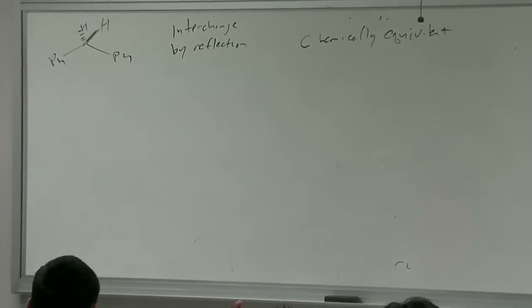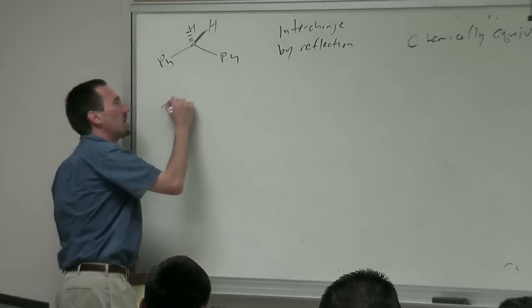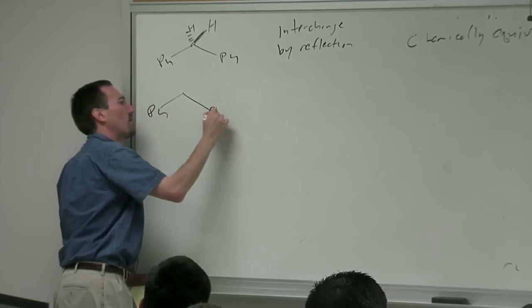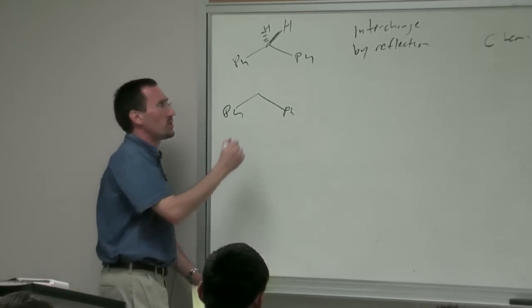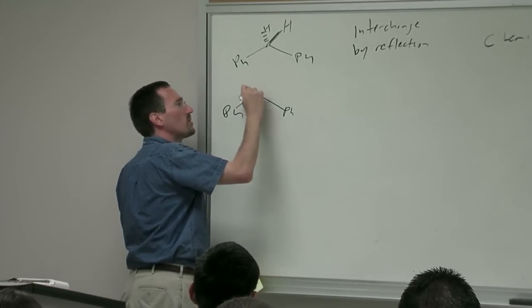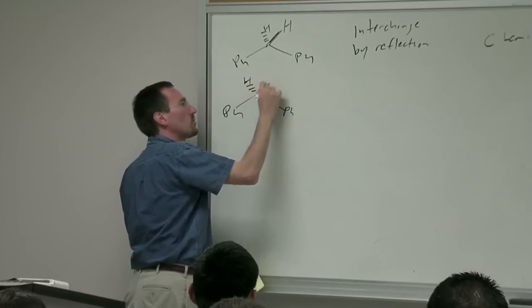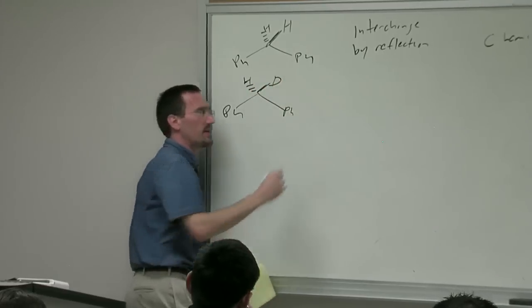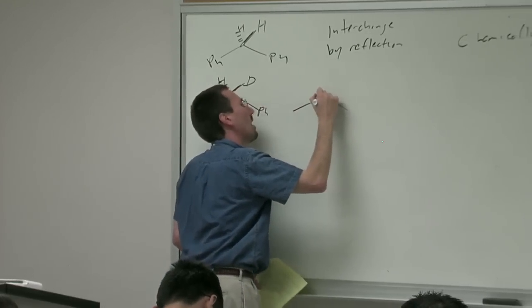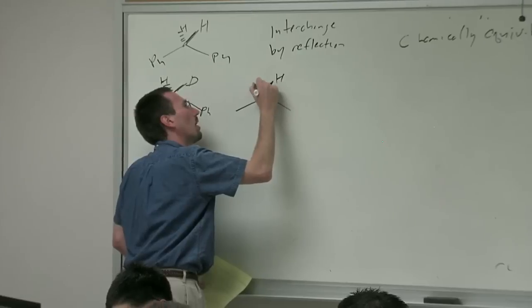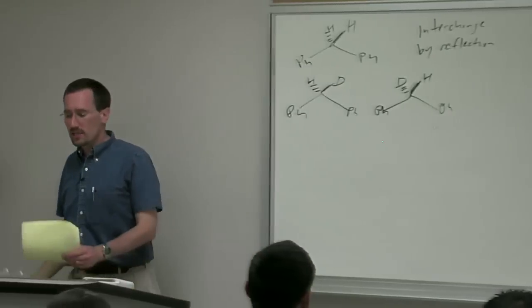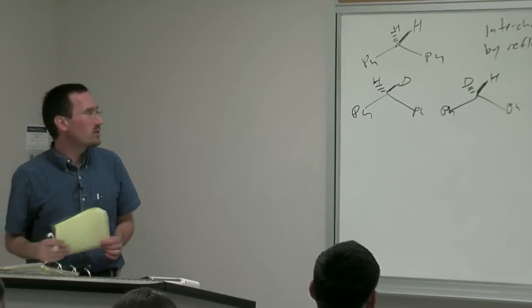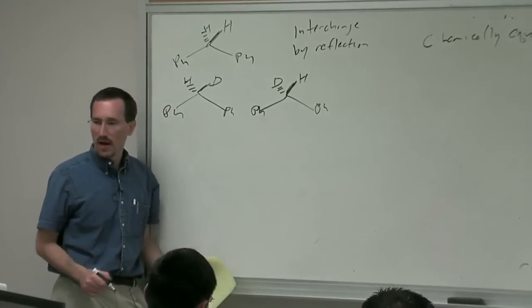But we're going to get into some cases that, at least the first time you see them, are tricky. And another way to do it is just to perform a little thought experiment and say, all right, what is their topological relationship to each other? The way you do this thought experiment is you replace one proton by a deuterium and the other proton by a deuterium. And then you ask yourself, what is the relationship between these two molecules?